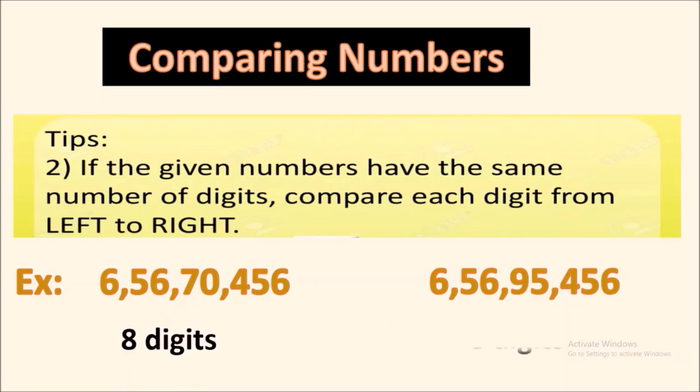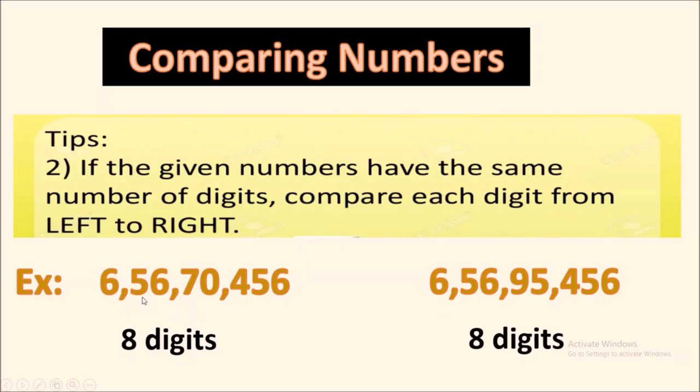Both are of 8 digits only. So we cannot judge by looking at the number of digits. We have to start comparing from left to right. So let's start. This is 6 at the crores place. Here also 6 at the crores place. We cannot decide.